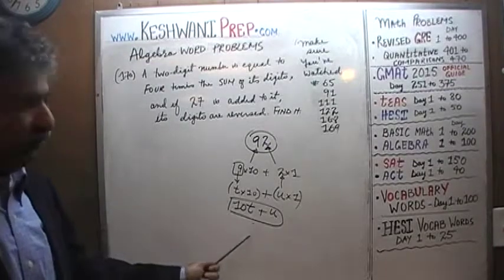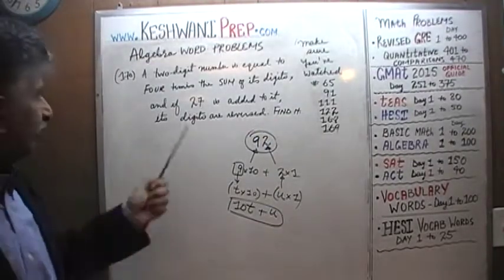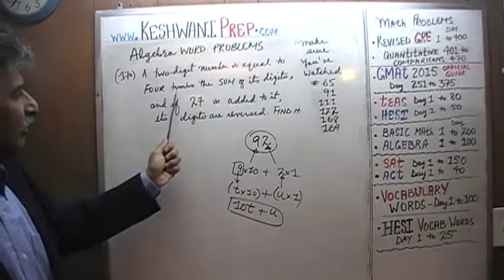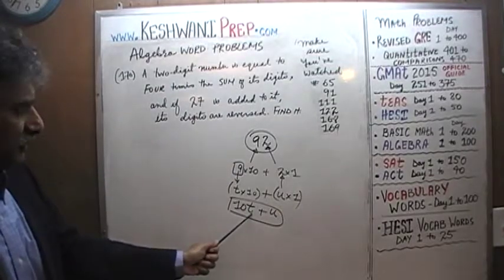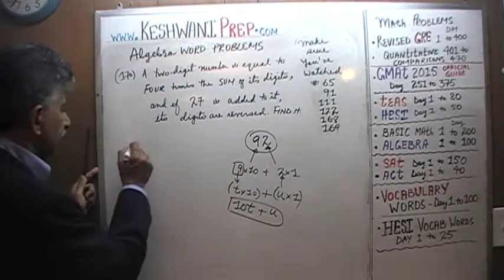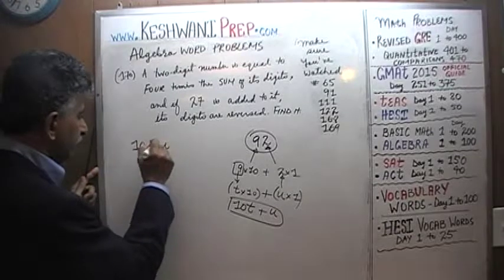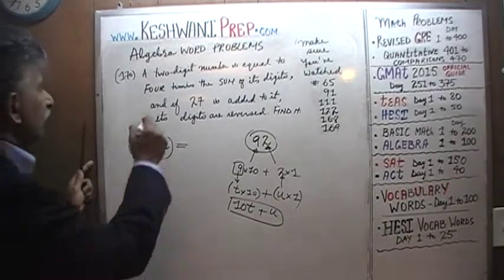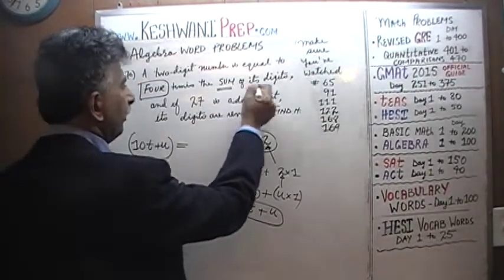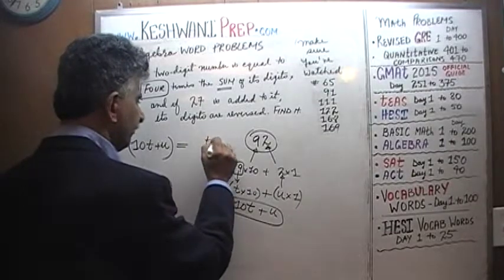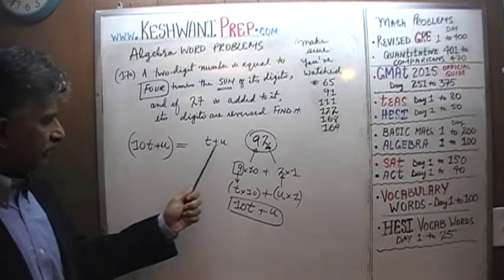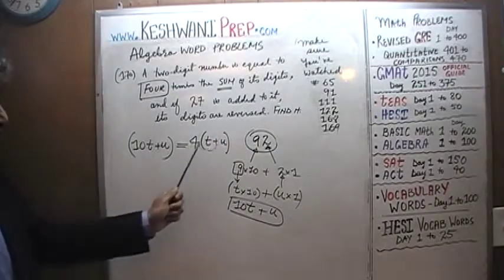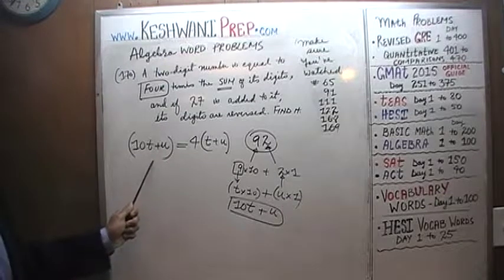This is all repetition from all of these previous problems. So let's begin. We have a two-digit number, which we are told happens to be equal to 4 times the sum of its digits. So let's rewrite this two-digit number here: 10 times T plus U. And that, we are told, happens to be equal to 4 times the sum of its digits. Well, the sum of the digits is just T plus U. That's the sum of the digits, the tens digit and the unit digit. And 4 times the sum of the digits happens to be exactly equal to the number itself.